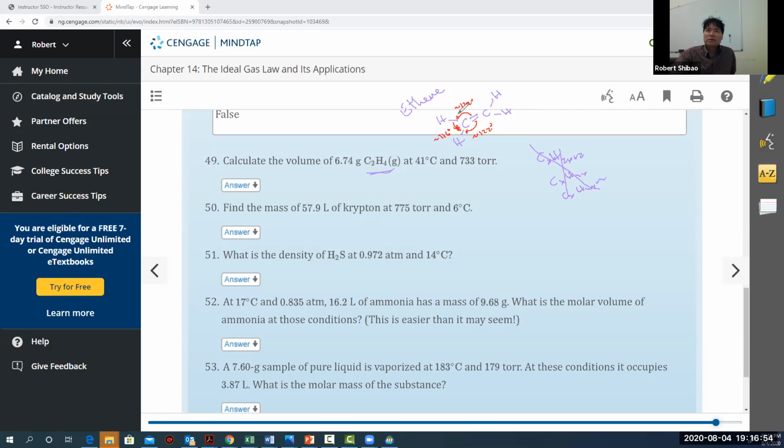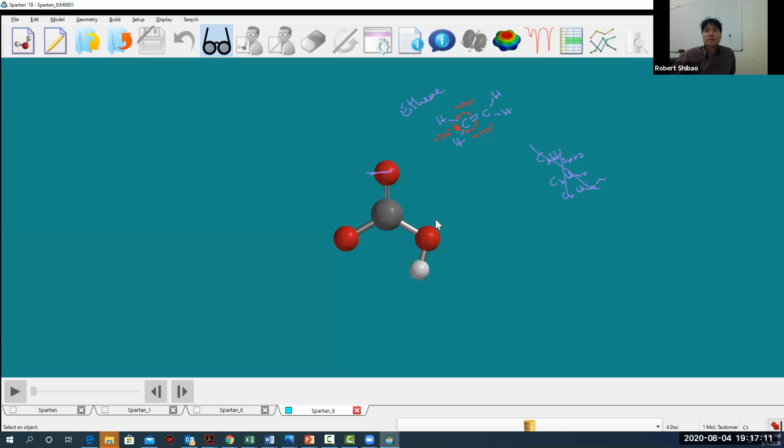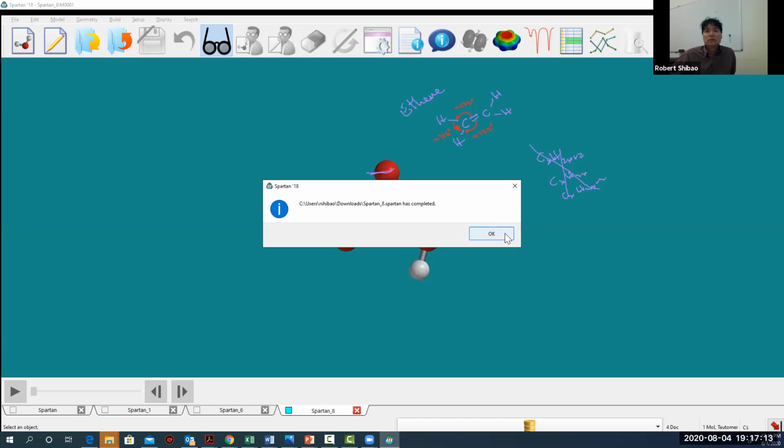The ideal angle is 120 because it's trigonal planar. Now, these are just guesstimates of the distortions here because of the double bonds. Double bonds create greater repulsions, so they're going to take up more space.